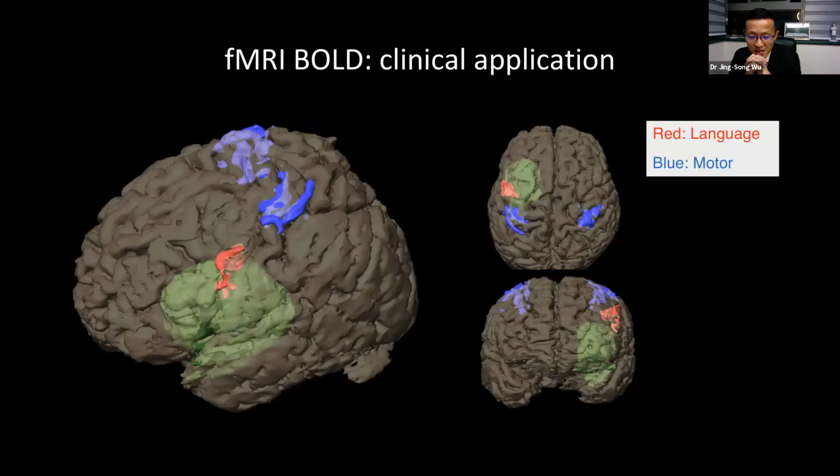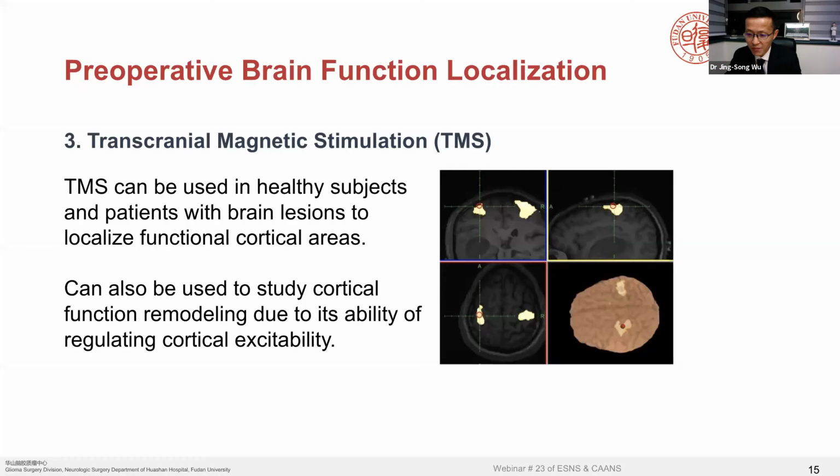So this is an illustrative case. On this 3D reconstructed cortex, you can identify the red dots indicating the language activation. It is very close to the superior margin of the tumor. We can also delineate the hand movement activation in blue dots. So this is a very typical use. We can reconstruct this case by using the BrainLab workstation.